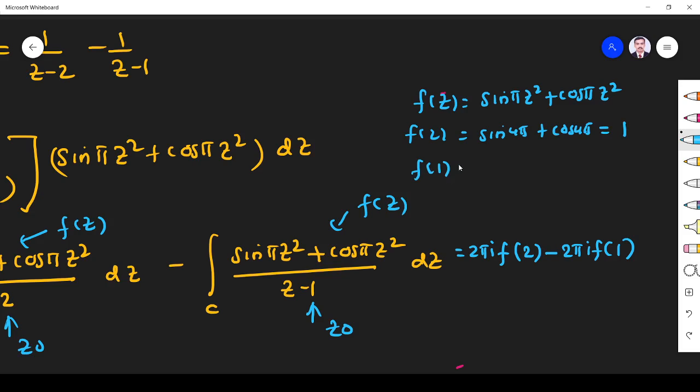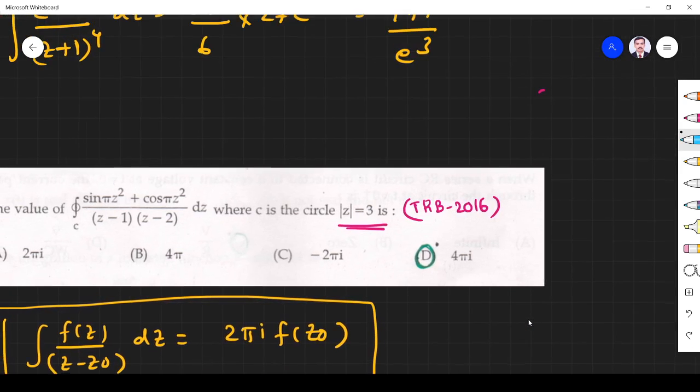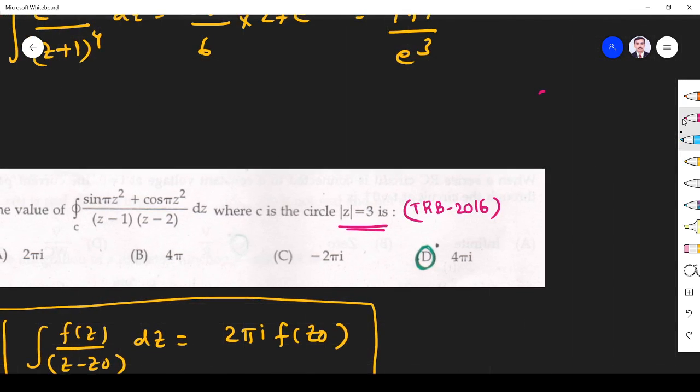Similarly, what is f of 1? Sin pi plus cos pi. Sin pi is 0, cos pi is minus 1. So 2 pi I common for both. F of 2 is 1 minus, f of 1 is minus 1. So answer is 4 pi I. So which option is correct? Let us see. Option D is the correct answer.